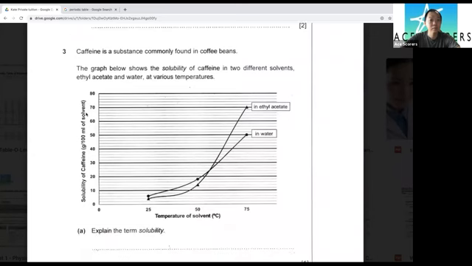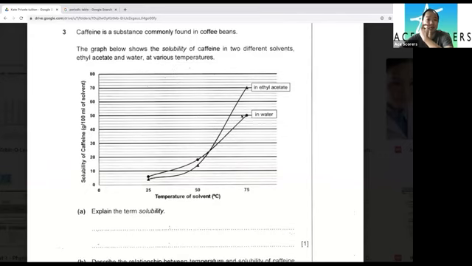Okay, next. Caffeine is a substance found in coffee beans. The graph shows the solubility of caffeine in two different solvents, ethyl acetate and water, at different temperatures. So what is the meaning of solubility? Do you remember that? Can you type it out? What's the meaning of solubility?